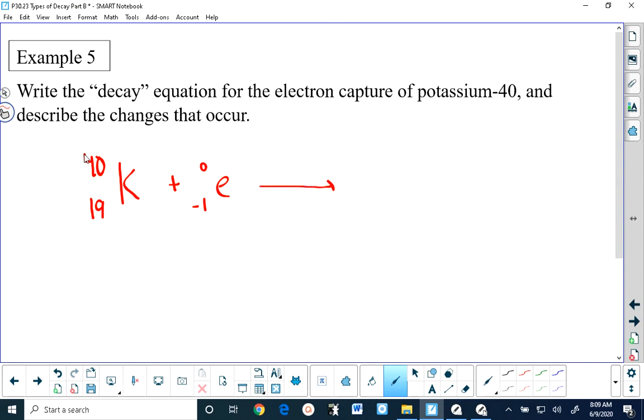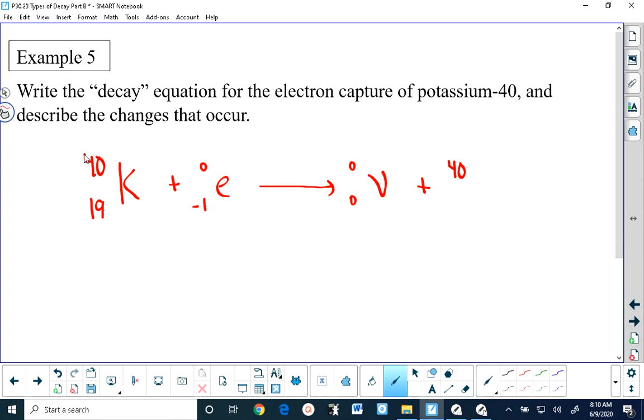So what do we produce? Well, you're told that one of the things produced is always a neutrino. Now to decide on what we have left, and you can think of what we have left as being kind of like a daughter nucleus, we're going to look at the conservation of nucleons by looking at the top number. The top number on the left is 40 plus 0, which gives you 40. That means on the right-hand side, I need 40 for a total as well. So whatever this daughter nucleus is, it's going to have an atomic mass number of 40.